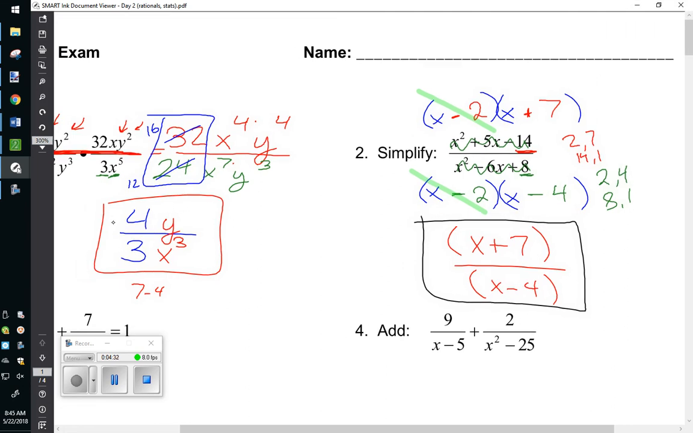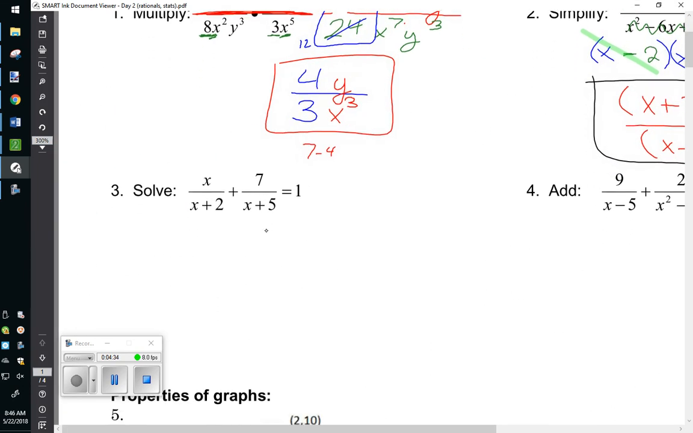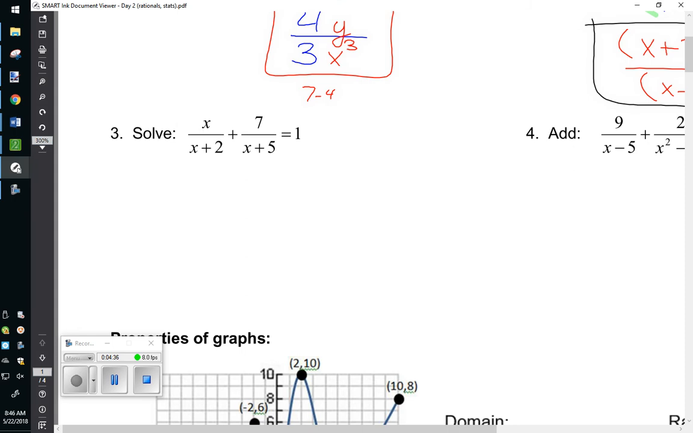Those two aren't too bad. It's the next two that I'm worried about more than anything. Number 3 in particular. Number 3 is the big daddy of the day. This one's the toughest one. Okay, make sure we're following through. We are trying to solve here, right?